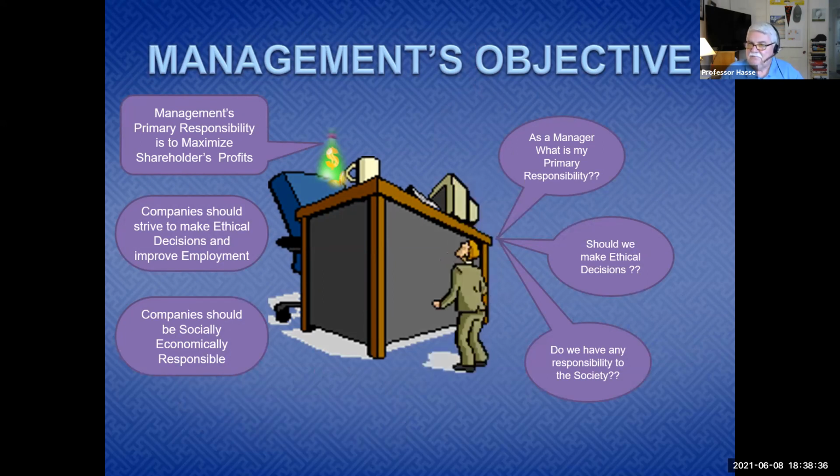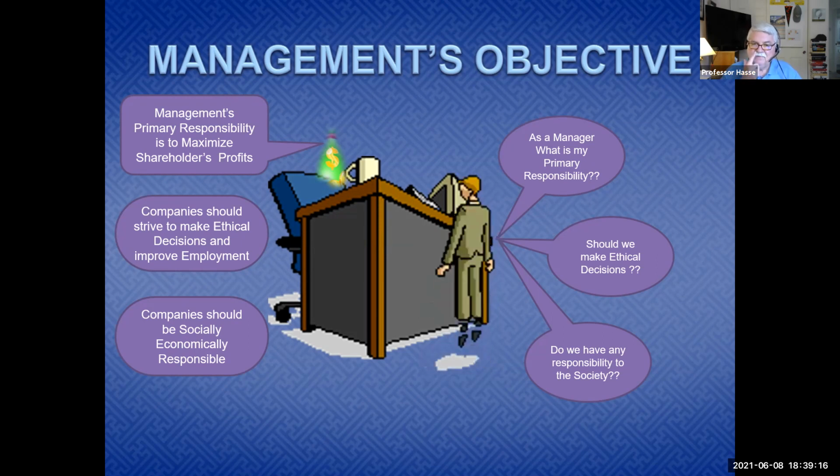What is management's objective in running a company? Well, in the top left corner, you can see management's primary responsibility is to maximize shareholder profits, maximize the value of the company. People are going to continue to lend you money. People are going to continue to buy your stock if you're providing adequate returns. If you're not, and you have bad credit, your capital will dry up and you will go bankrupt or have to sell the business. But there are other responsibilities for a company: ethical decisions, responsibility to society. These are also objectives that you have to take into consideration in meeting your objective of maximizing profits.